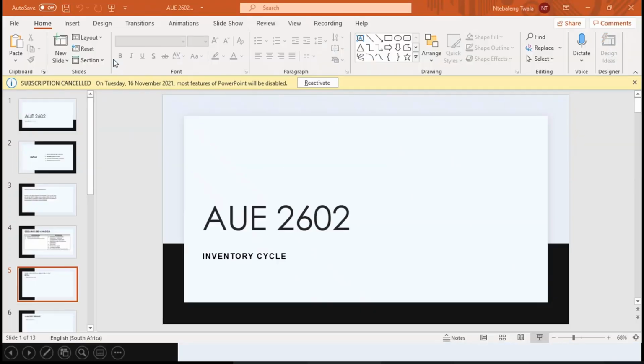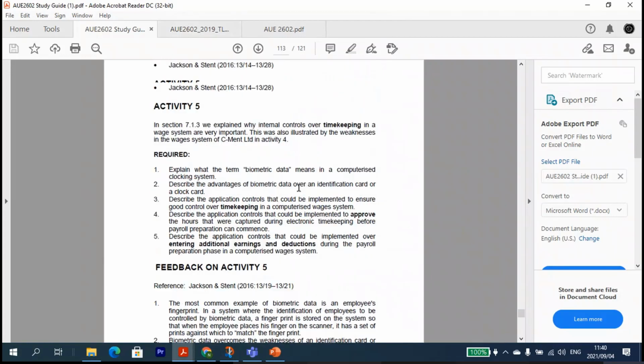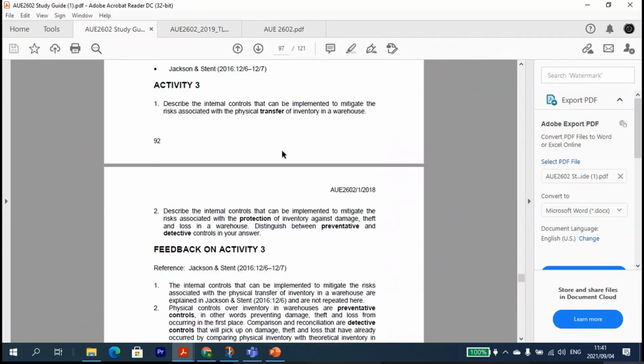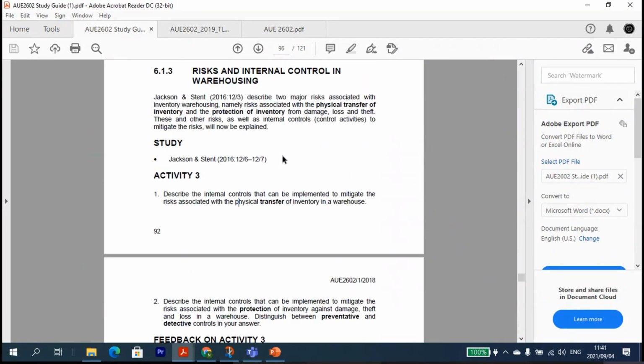Okay, so risk and internal controls in the cycle. Let's look at activity 3 and 4. Let's look at activity 3. So let me pose a question to you guys. Can you describe the internal controls that can be implemented to mitigate risk associated with physical transfer of inventory in a warehouse?